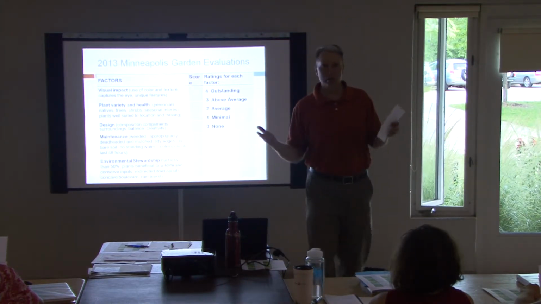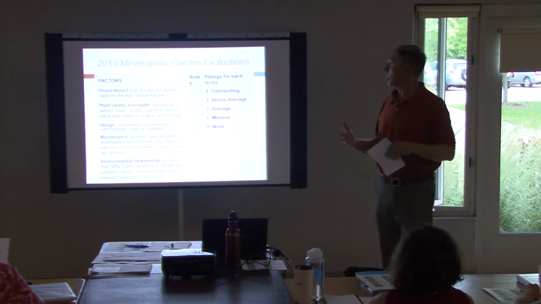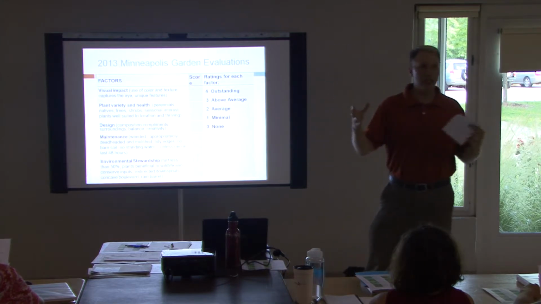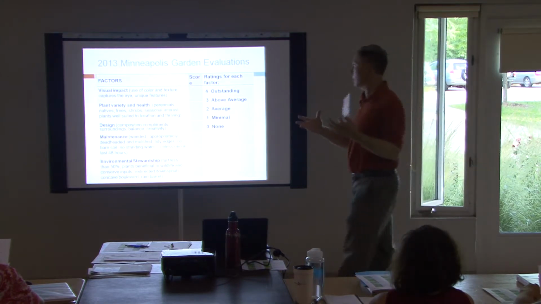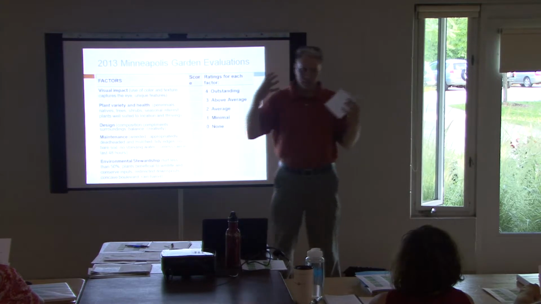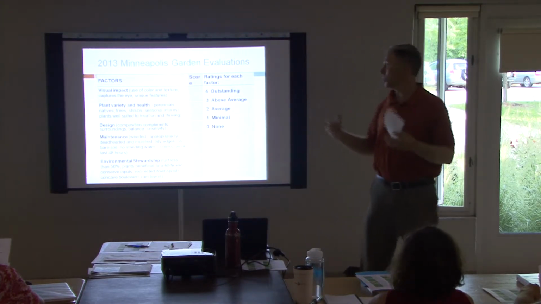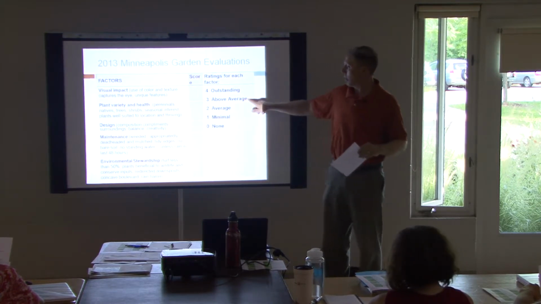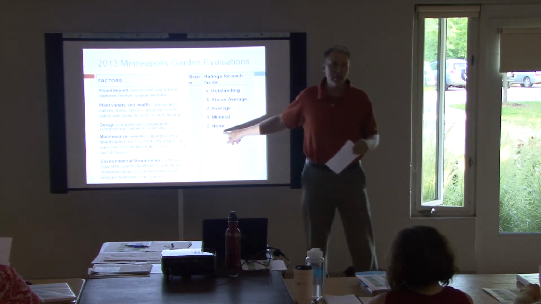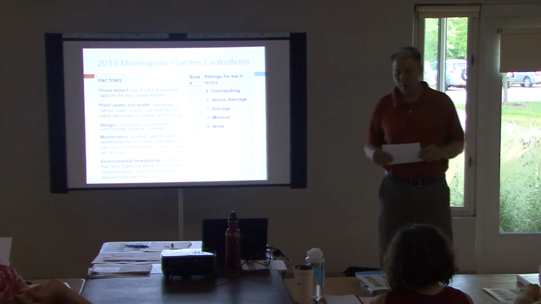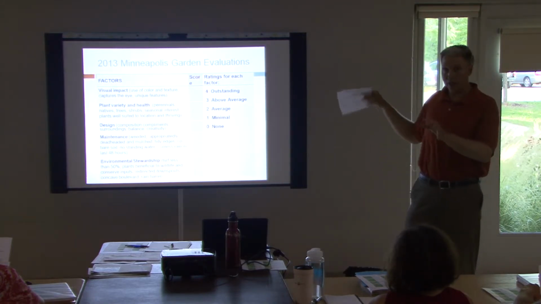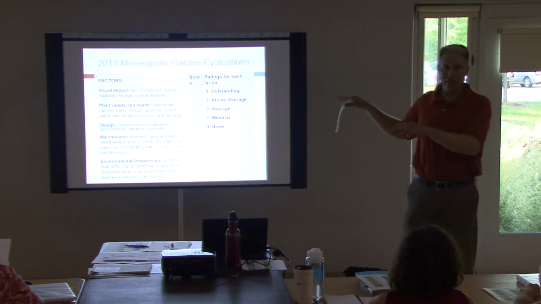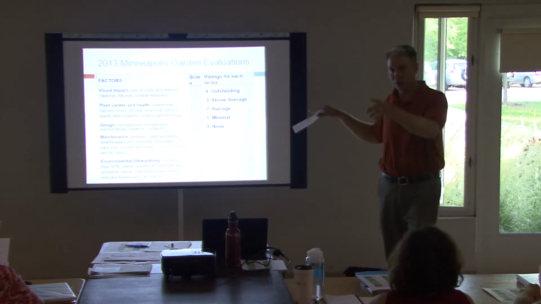But it relates to color, texture, how the planting catches the eye, unique features within the garden. So, visually, how much does that garden stand out to you? And then we have the ratings for each factor: outstanding, above average, average, minimal, and none. There will be some subjectivity in this process, but that's why we want to look at some together and discuss how we can approach it.